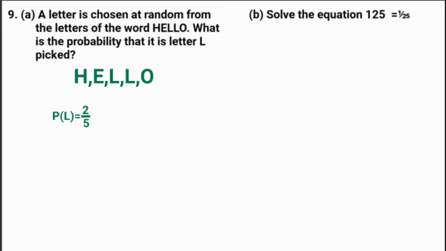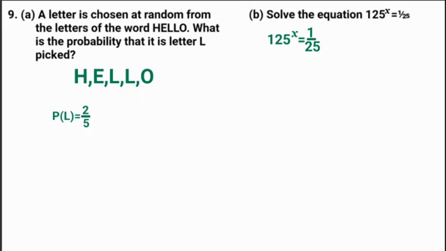Okay, that's a probability. Now let's go to question 9b. Question 9b is: solve the equation 125 raised to the power of x is equal to 1 over 25. So the first thing I'm going to do is rewrite the equation. Okay, so that's the equation.